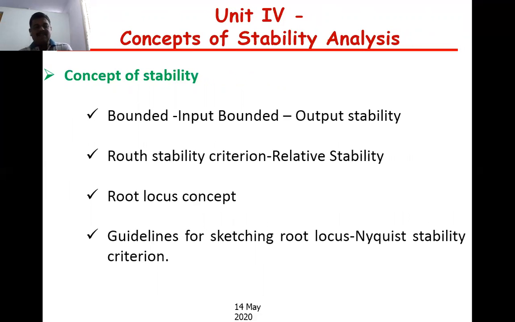The fourth unit is the concept of stability analysis of the control system. What is the main concept? It is bounded input, bounded output. And then using the Routh-Hurwitz criterion, you will measure the stability of the system. Generally, stability may be in 3 cases: stable system, marginally stable, and unstable system. The root locus concept also measures stability in the time domain. Sketching the root locus, what are the procedures? What are the steps for sketching a root locus? And the Nyquist stability criterion also measures the stability.